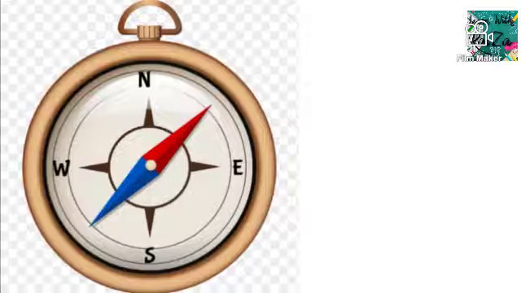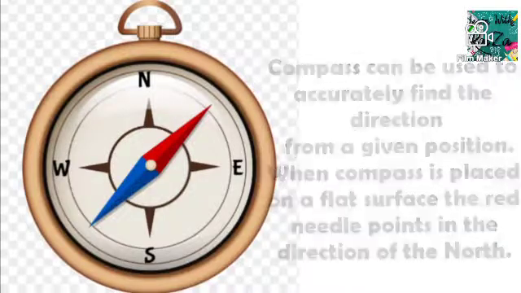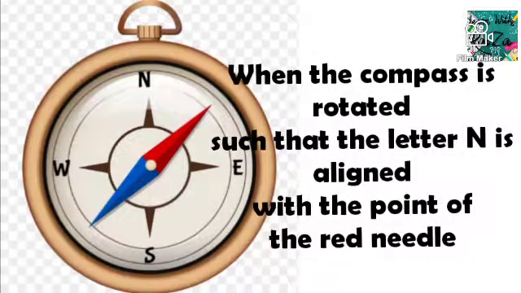Children, do you know what this is? It is a compass. A compass can be used to accurately find the direction from a given position. So see this, when a compass is placed on a flat surface, just like the figure, the red needle points in the direction of the north. When the compass is rotated such that the letter N is aligned with the point of the needle, the remaining directions too are indicated by the compass.